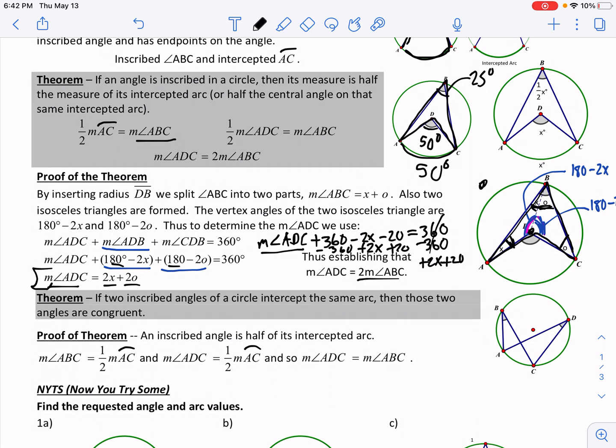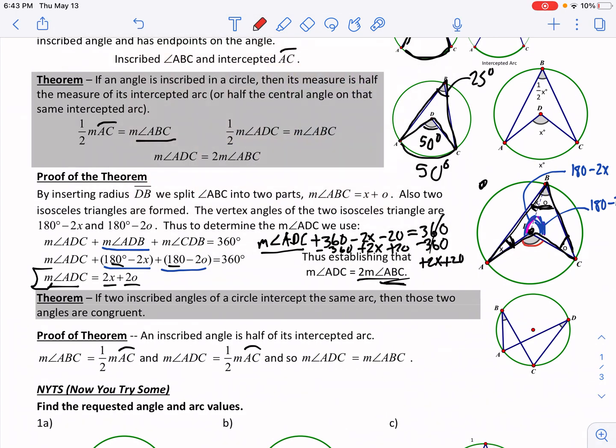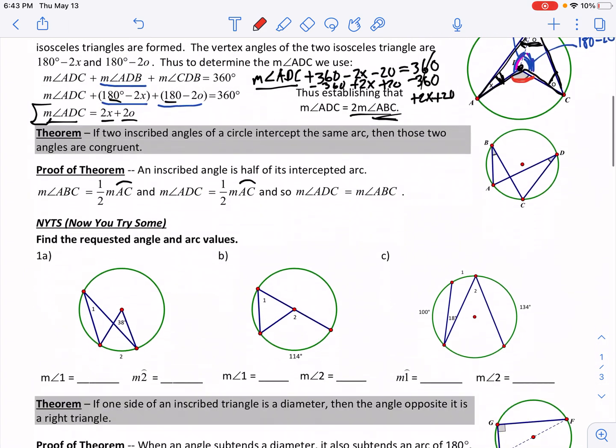I have two X's and two O's. So together that'd be twice that angle ABC. So that's how they're establishing that proof of saying that this angle, ADC, is double ABC. Or another way to say that is ABC is half ADC, the central angle. Okay, so that's just the proof behind it.